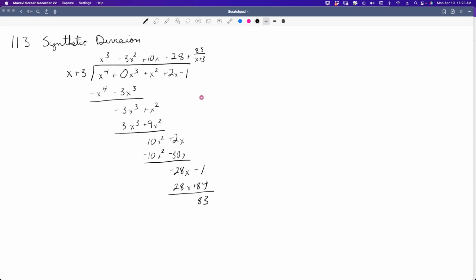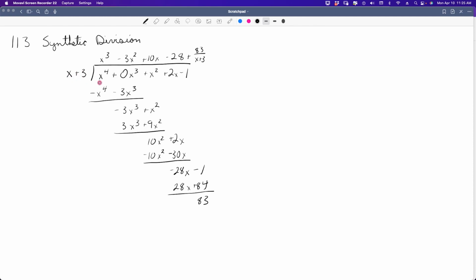Welcome to lesson 113. We are going to talk about synthetic division today. So this is what we are used to doing when we have to do polynomial division. And that's when we typically have an x term with a coefficient of 1. And we're going to divide this polynomial by this binomial. And we know the process.